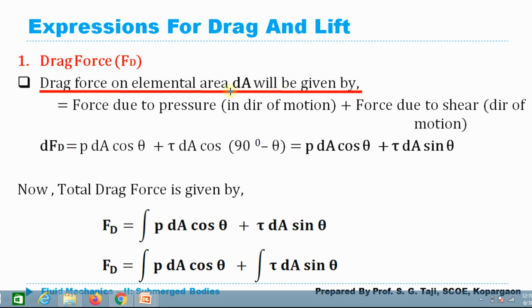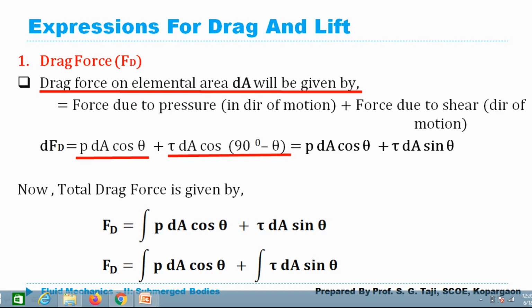So if I want to compute the drag force which is acting on the dA, that will be nothing but the pressure force which is acting in direction of motion plus shear force which is acting in direction of motion. Now we know that the component of pressure force which is acting in direction of motion is P dA cos of theta, and the component of shear force which is acting in direction of motion will be tau dA cos of 90 minus theta.